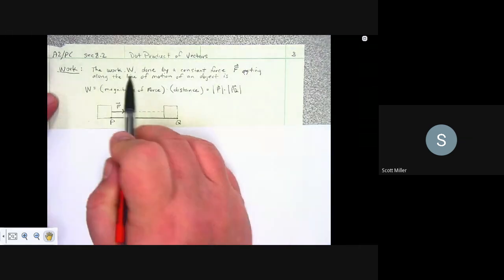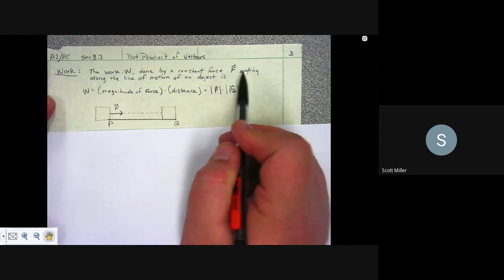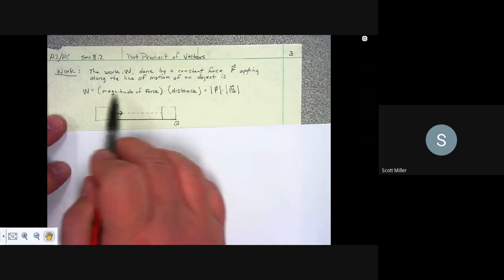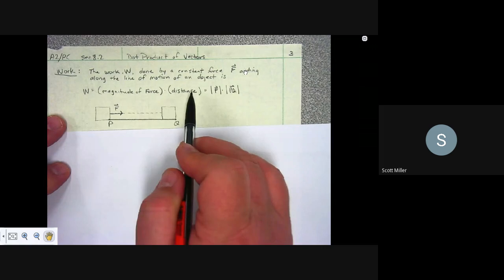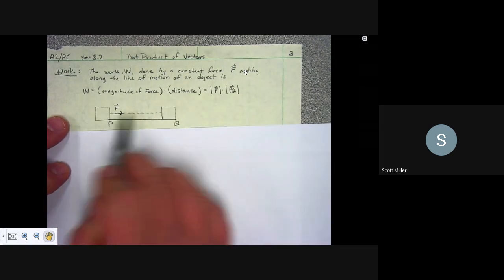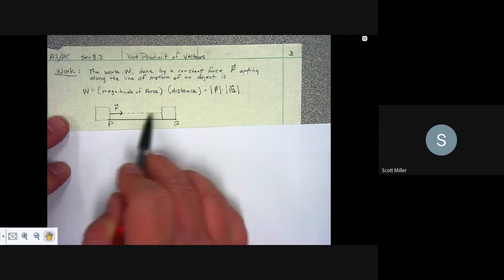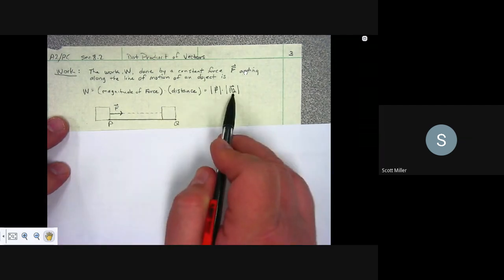The work W done by a constant force F acting along the line of motion of an object is the magnitude of the force times the distance that it travels. Since this force is acting in the direction of travel, the whole part of the force is in that direction. So it's just the magnitude of this force times the distance traveled.